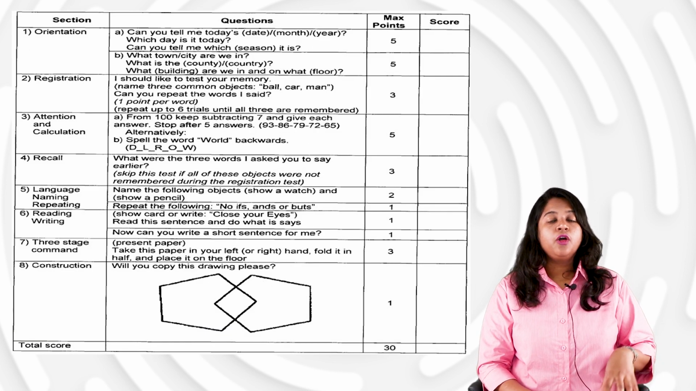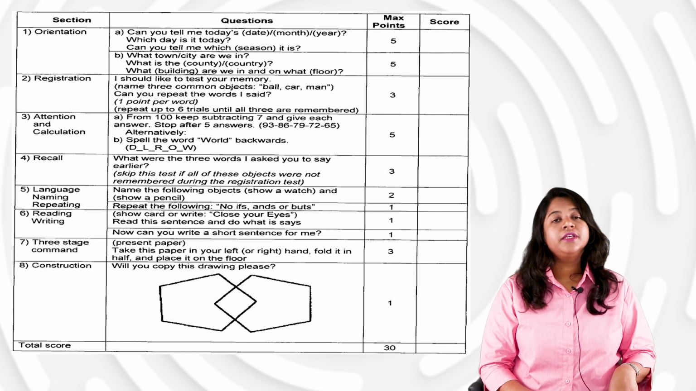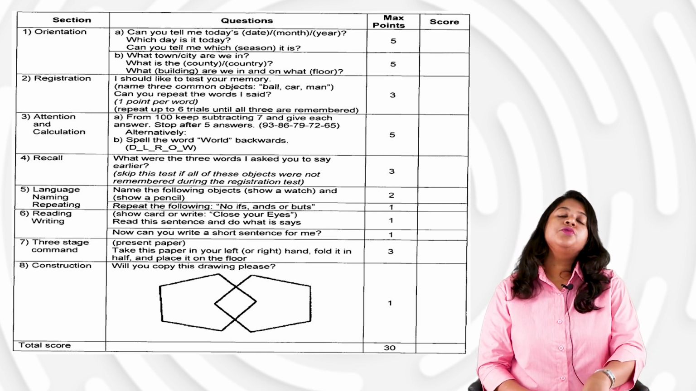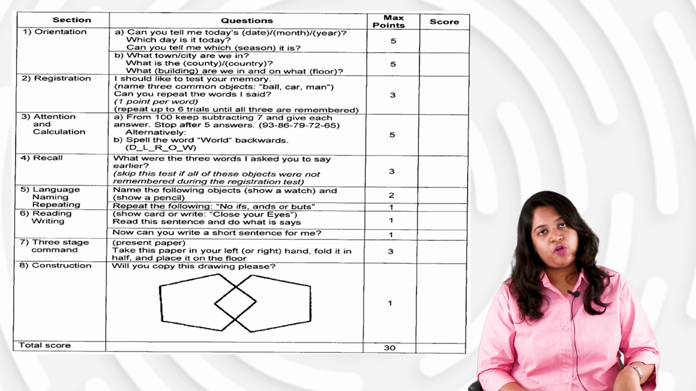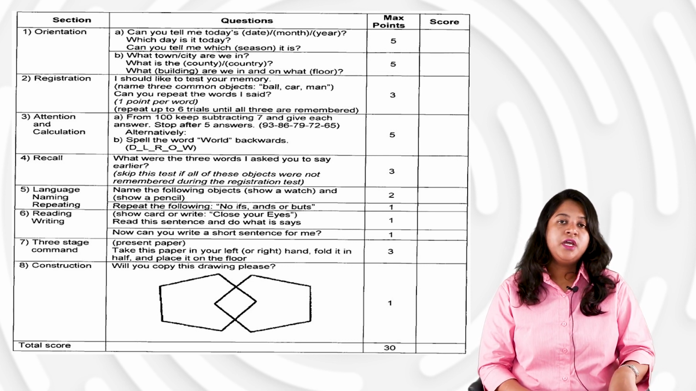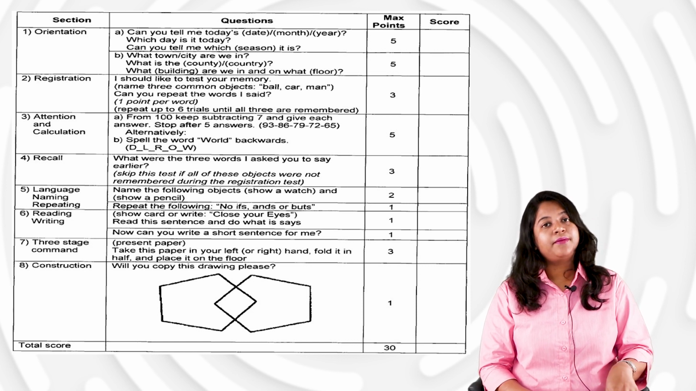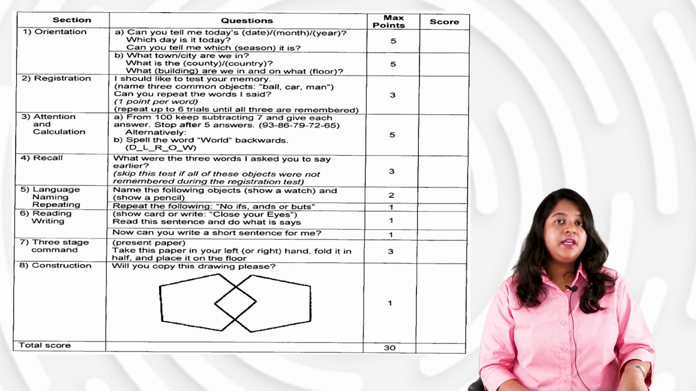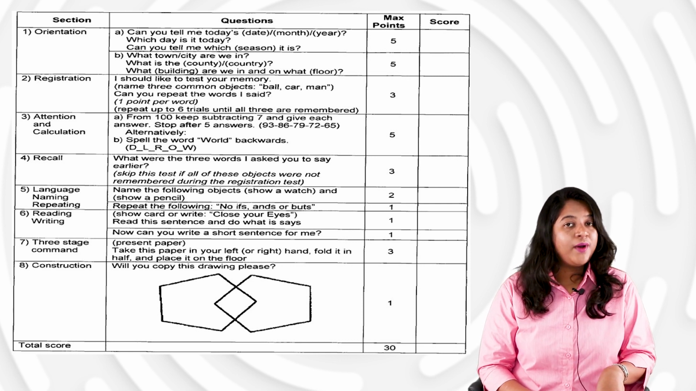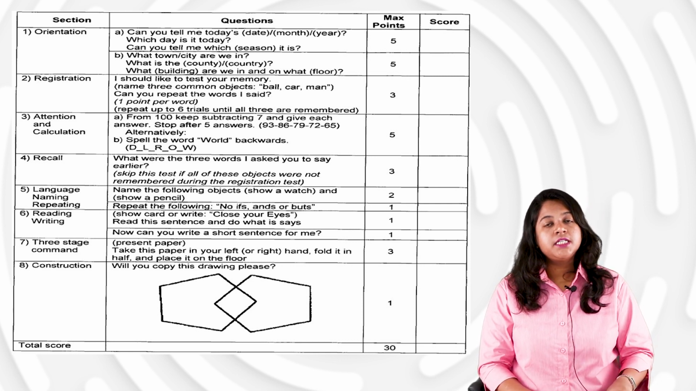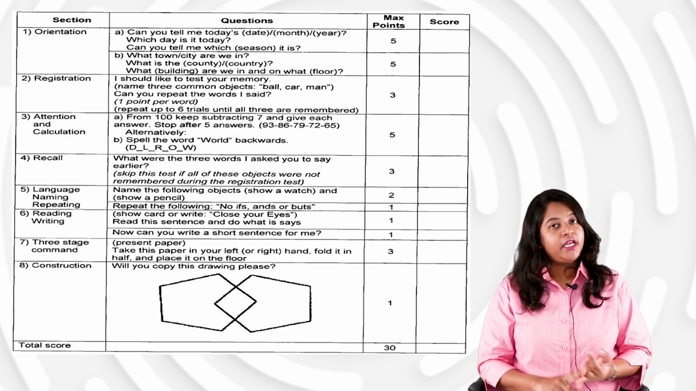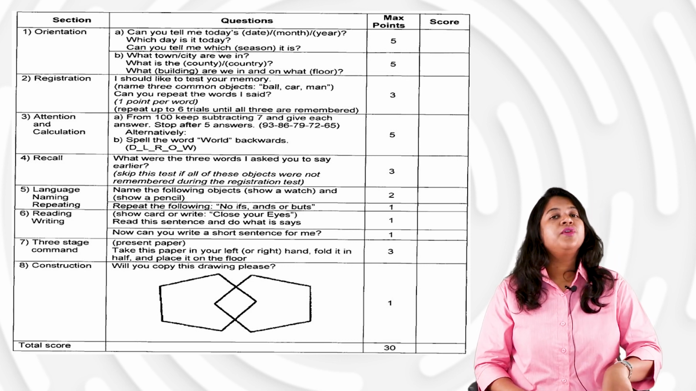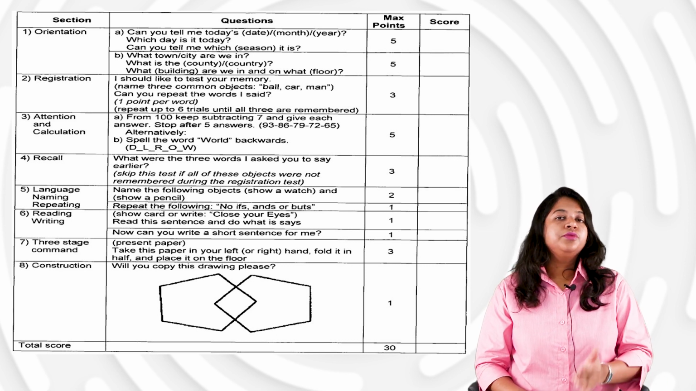The first component is orientation. Orientation includes two types: one is temporal orientation, the second is spatial orientation. The temporal orientation includes 5 questions, in terms of time. You can ask the patient, what is the time now? If the patient answers correctly, you give 1 score for each question. Then you can ask, what is the day today? What week is it? What is the month? What is the year? So in terms of timing, you can ask 5 questions which will give you a score of 5.